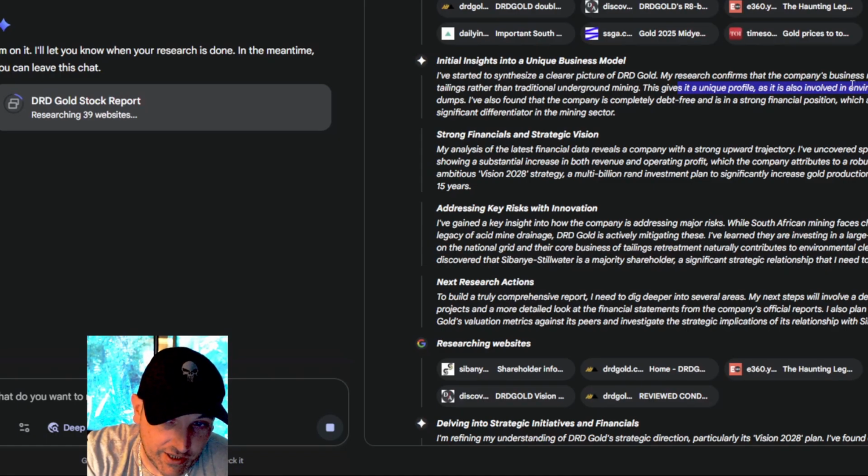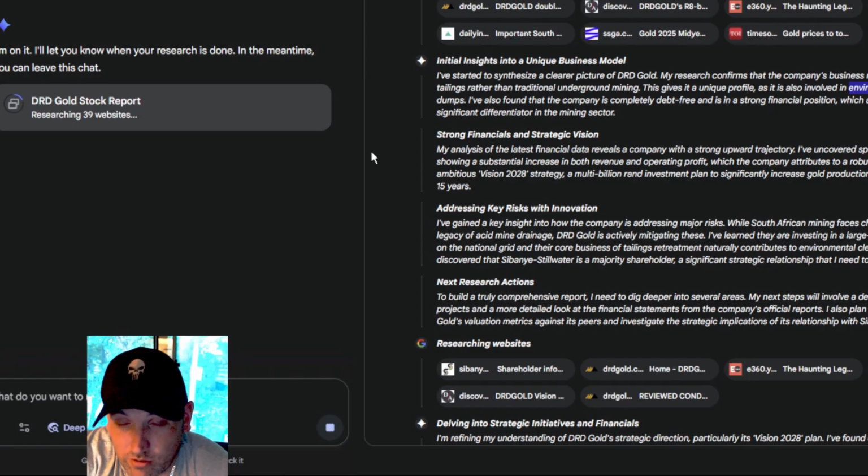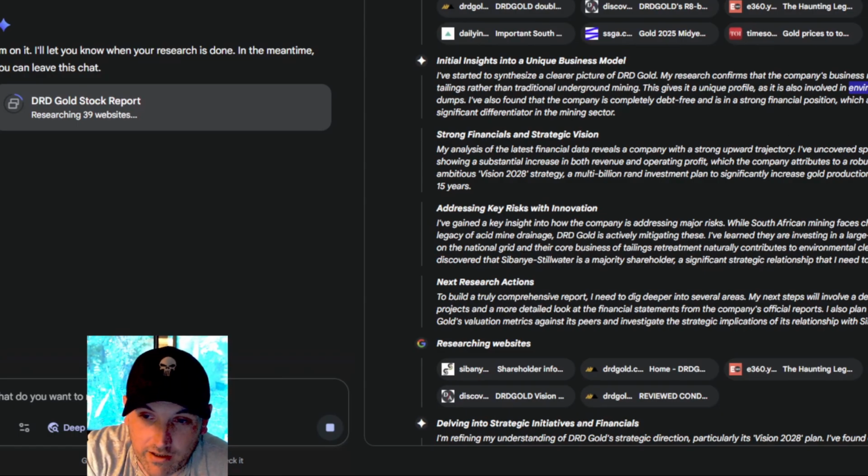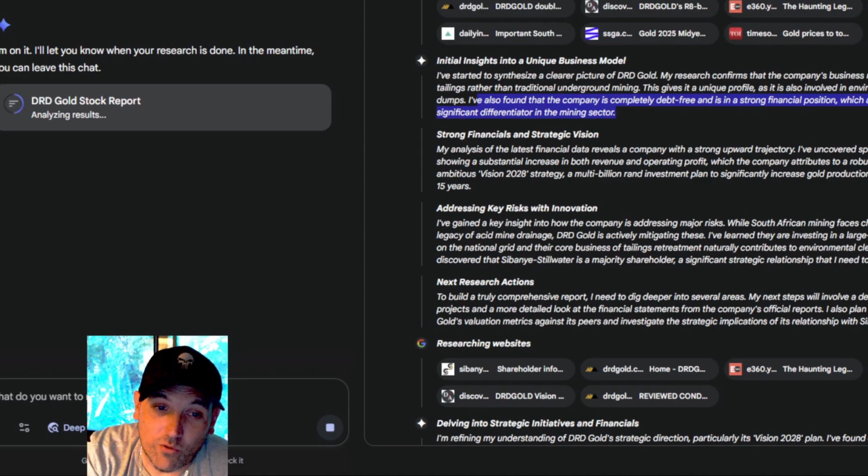That's big. Environmental rehabilitation. That's what the World Econ Forum is pushing. It's what a lot of the big monies are pushing, trying to make the environment whatever, by clearing old mine dumps. We've also found, of course, the company is completely debt-free and is in a strong financial position, which allows it to self-fund major growth projects, a significant differentiator in the mining sector.